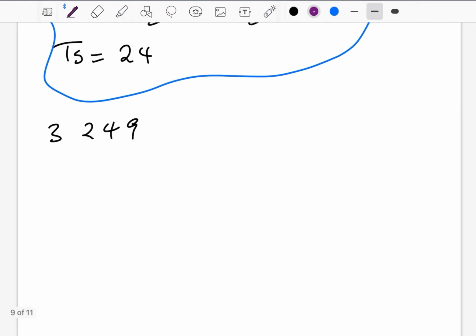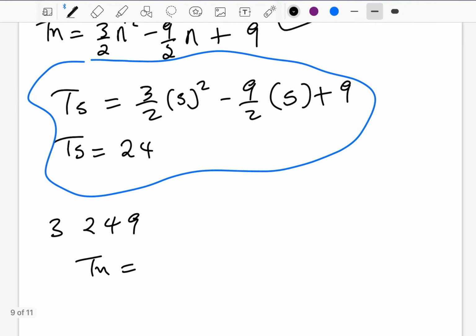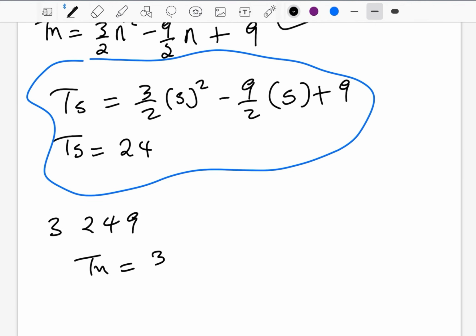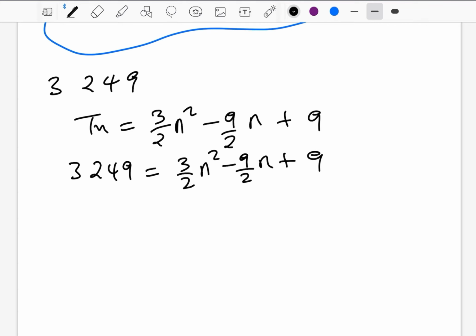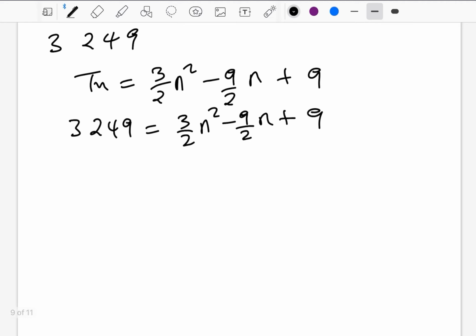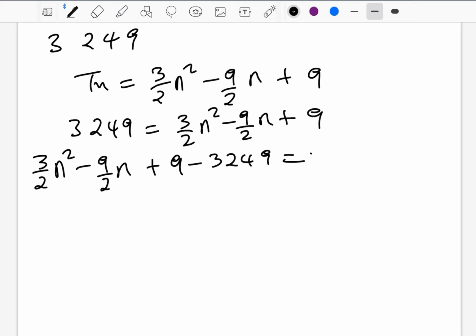So you have the equation Tn is equal to, this general equation here, 3 over 2 n squared minus 9 over 2 n plus 9. This is a general equation, so you're solving for n. What you're going to do is substitute Tn to be 3249: 3 over 2 n squared minus 9 over 2n plus 9. Then take 3249 to your right and change the sign to negative. So you're going to have 3 over 2 n squared minus 9 over 2n plus 9 minus 3249 is equal to 0.